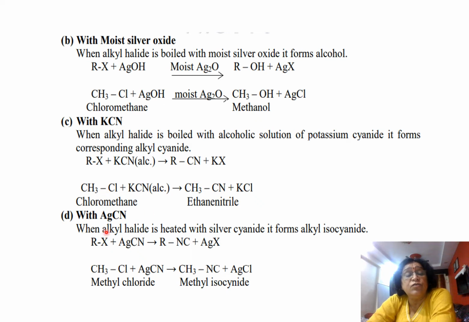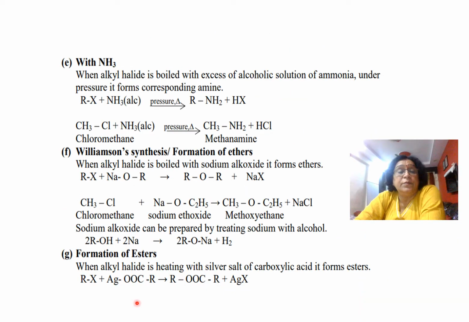But AgCN forms a covalent bond with C. So N is available for bonding. So when you react alkyl halide with AgCN, it forms alkyl isocyanide. So CN is an ambident nucleophile. It can form a product through N or by C. When it forms a product through C, it forms cyanide, and when it forms a product through N, it forms isocyanide. Clear?